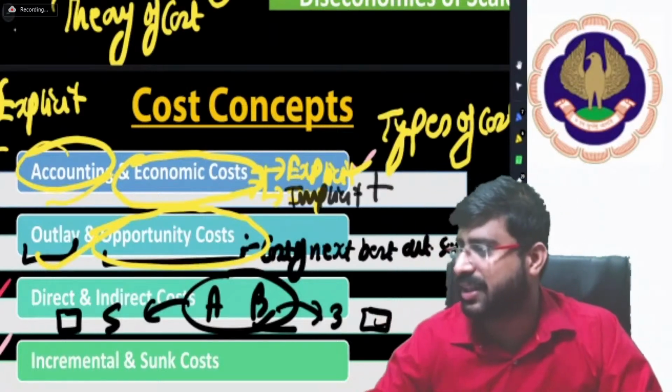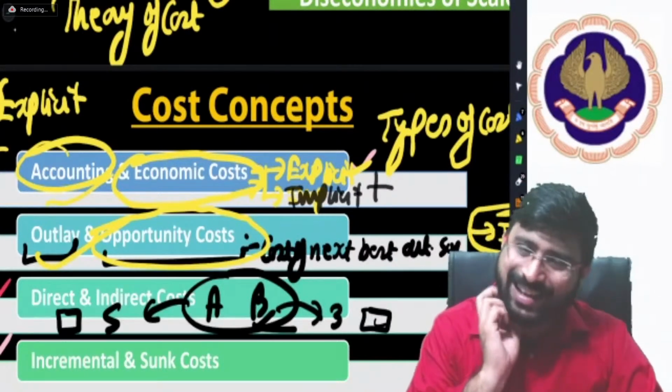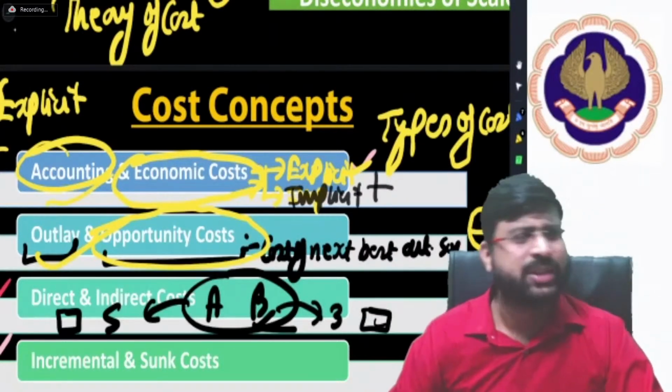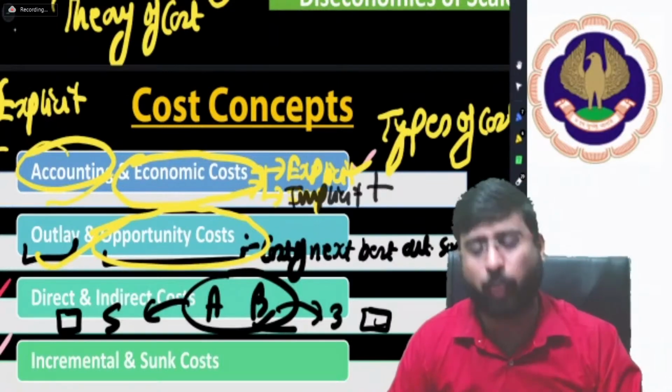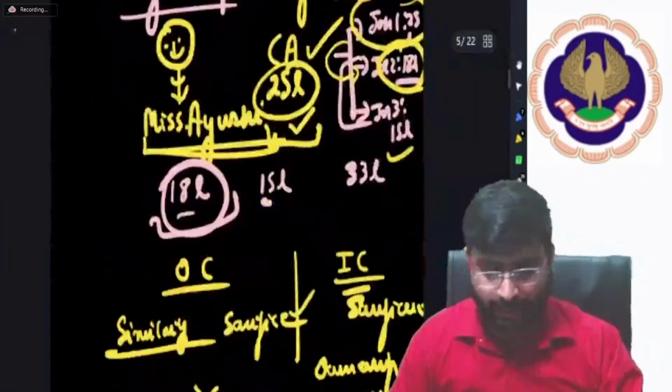Yes, this is the case. That is direct and indirect cost. Now let me give you another example, but from a business point of view. Okay, let's go at it.